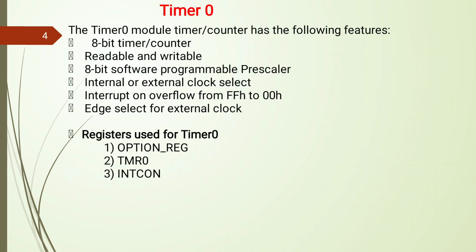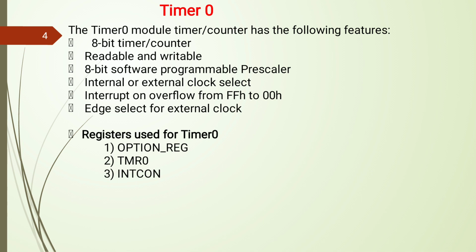After that we go for timer 0. As timer 0 is an 8-bit timer counter, it has some features: an 8-bit timer counter, readable as well as writable, that is we can edit the values loaded in the timer, and an 8-bit software programmable prescaler, that is as per the requirement of the user we can select the prescaling options. Again, both internal and external clock pulses can be used. An interrupt is also generated after an overflow condition occurs, and source edge selection, that is either rising or falling edge, is also possible for the external clock.